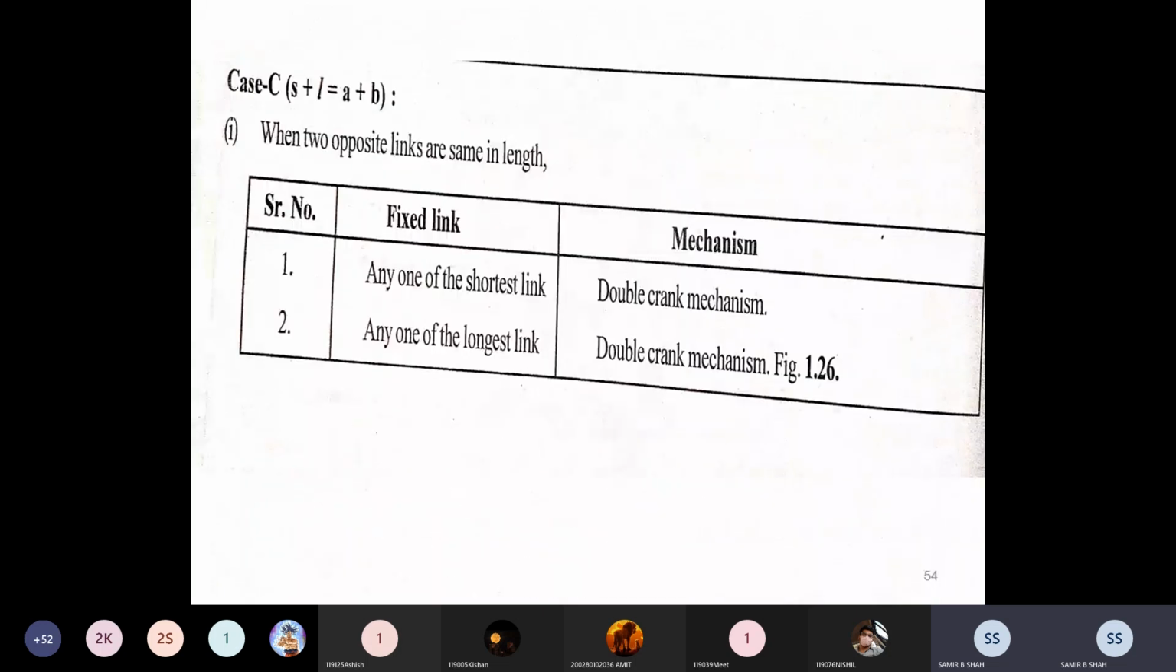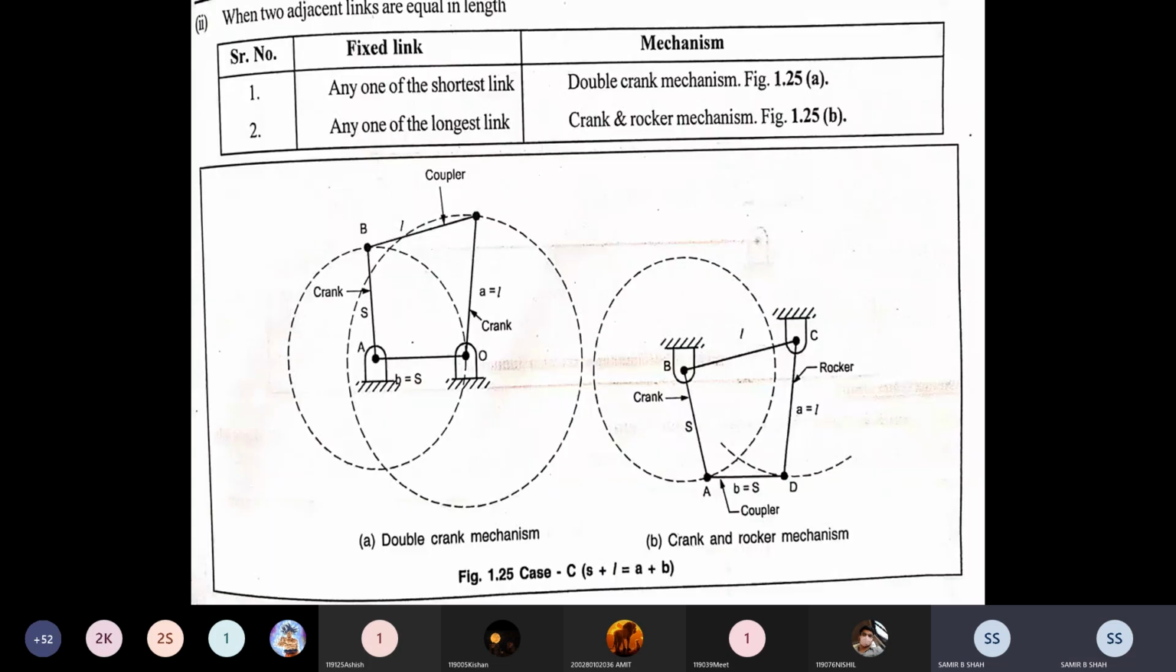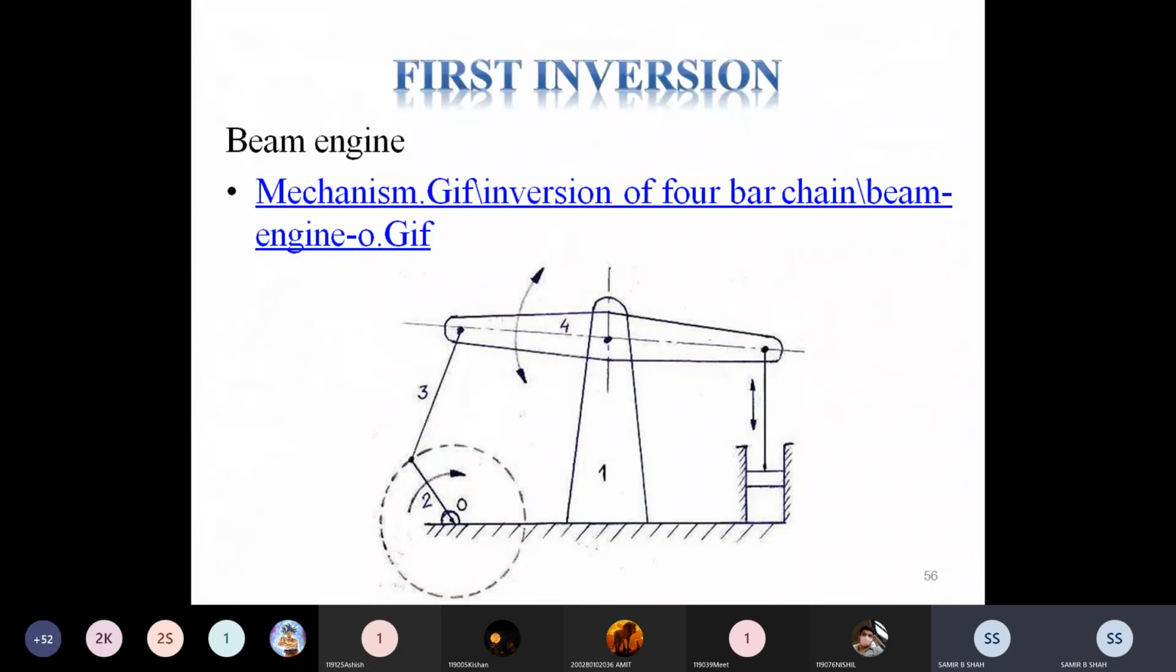But if we talk about the third condition where both lengths are equal, the same length on opposite sides, then we get only the double crank. But when we talk about adjacent links which may be equal, then a crank and rocker mechanism is created. We are discussing each and every condition in detail with the equation in practical number 1.